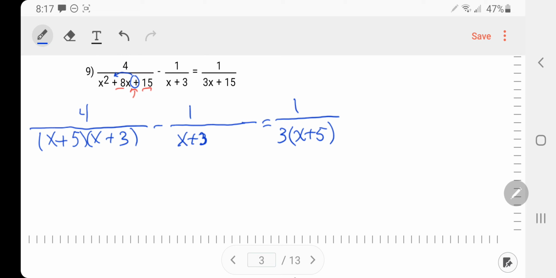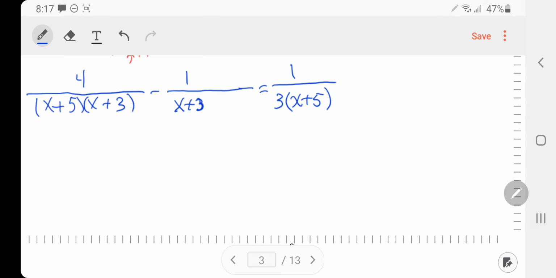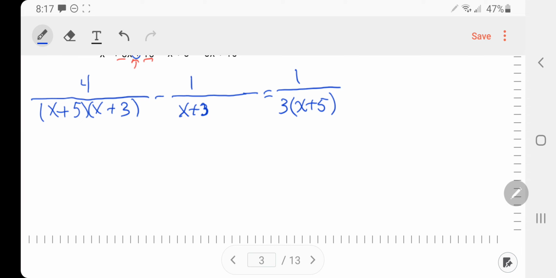All right, so now that I have every denominator factored that will factor, the next step is to see if we can find a common denominator. Looking at the first denominator, there's an x plus 3 and an x plus 5, which means the second denominator needs an x plus 5. Whatever you do to the bottom, you have to do to the top. And the last denominator needs the x plus 3. Again, whatever you do to the bottom, you have to do to the top.